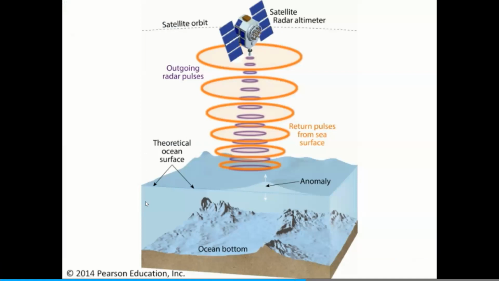So in this case, the purple little pulses are coming down, the orange pulses are going back up and being recorded by the satellite. And these record very slight anomalies in the surface of the ocean. So when you actually have mountains underneath the ocean, those mountains have mass, and that mass gravitationally attracts water to it. So you actually get very slight variations on the sea surface itself that correspond to bottom features.